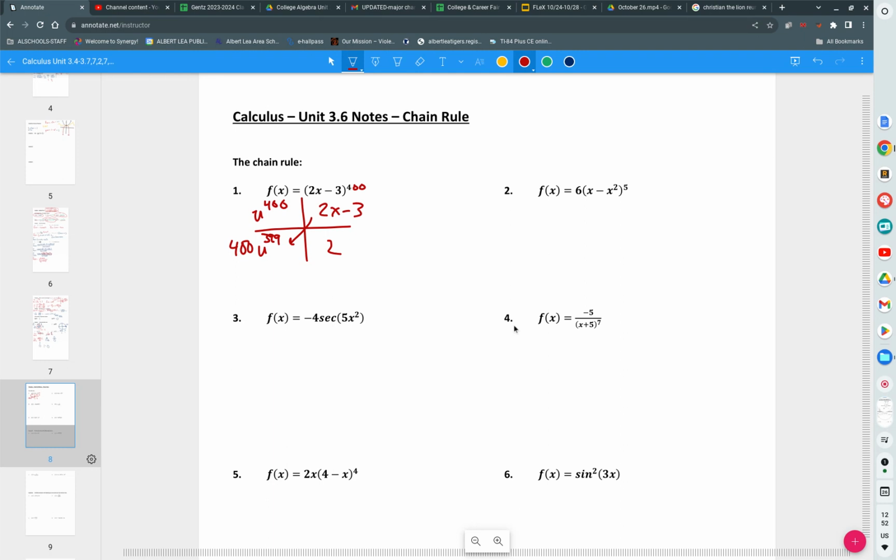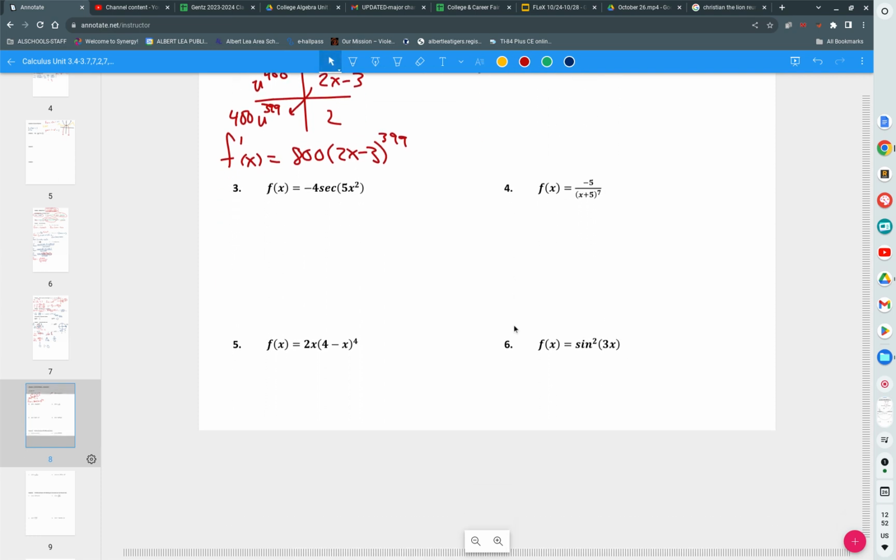So our final answer is those two multiplied together. And you can see you get f prime of x is equal to 800 times 2x minus 3 raised to the 399th power. Not too bad, huh? Let's skip number 2. We don't need to do it. We move on to number 3.